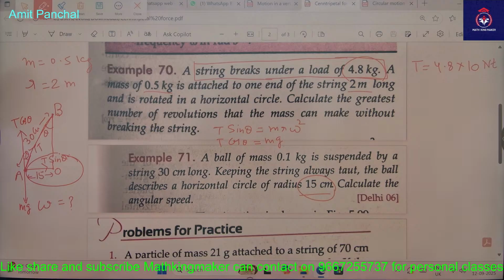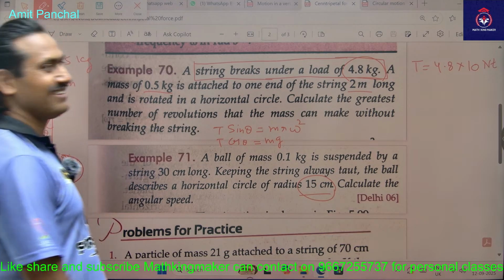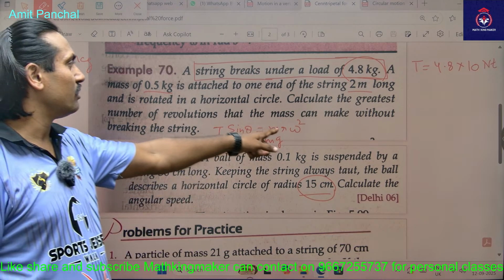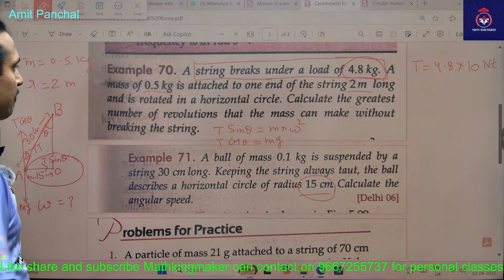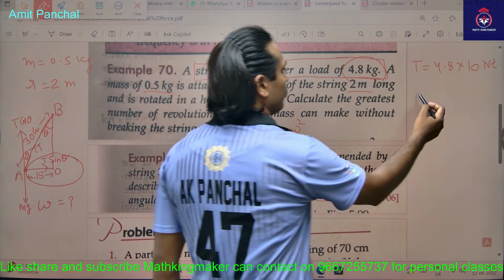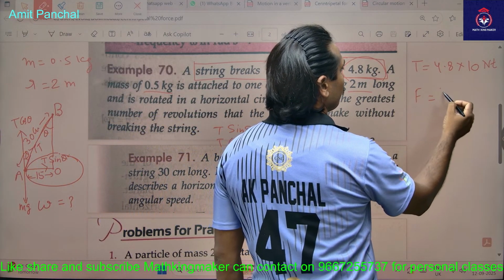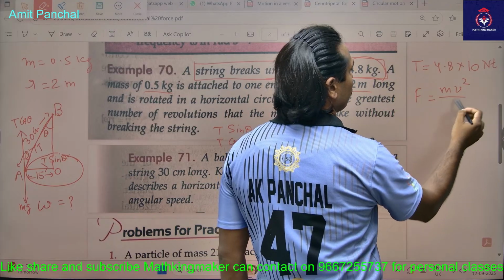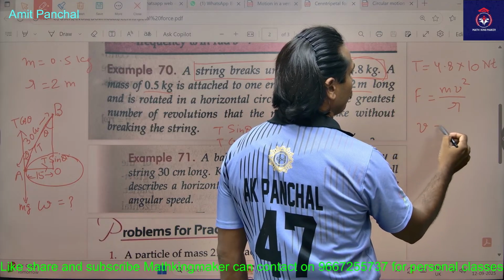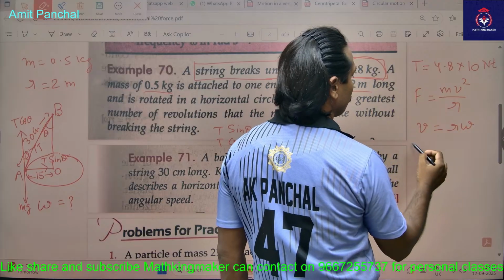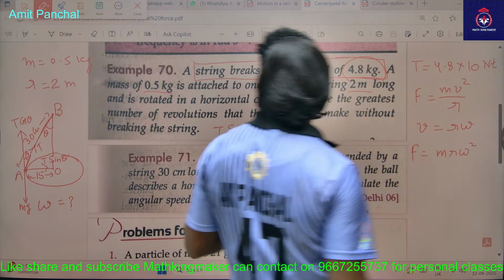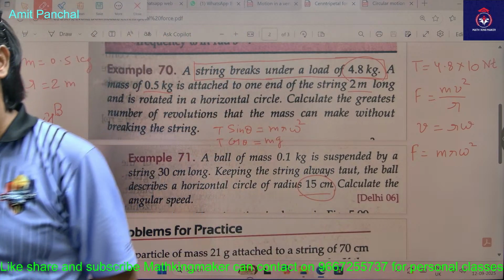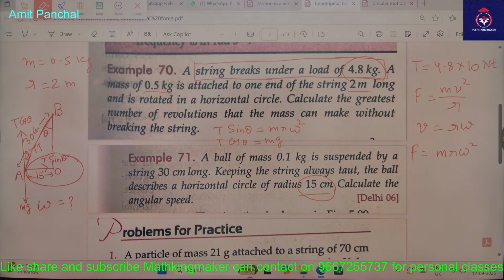Centripetal force was mv square by r, but I have written another formula. We discussed it here, but we did not write it. Centripetal force I told you is mv square by r, and v is r omega. Because we need to find omega, that's why I have written this formula. Yes, understood.